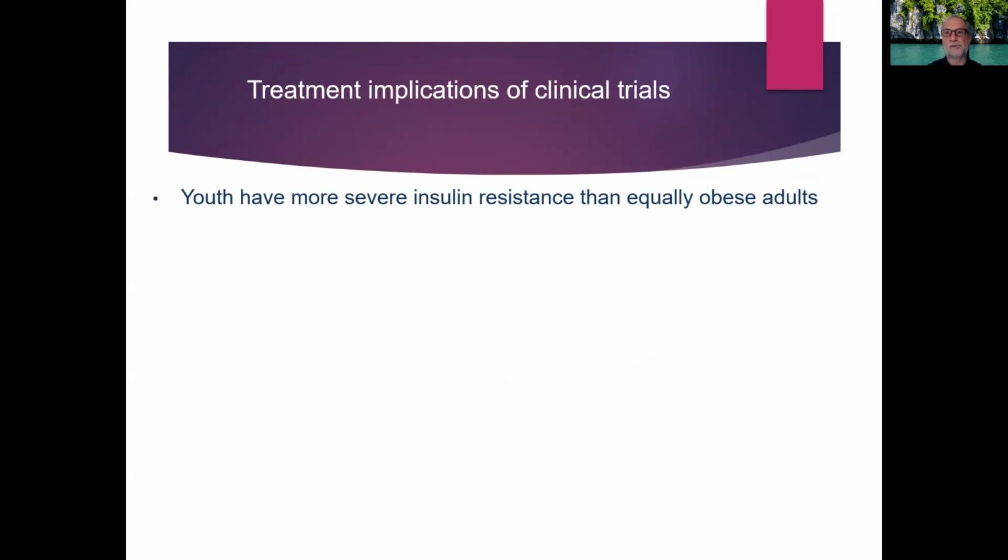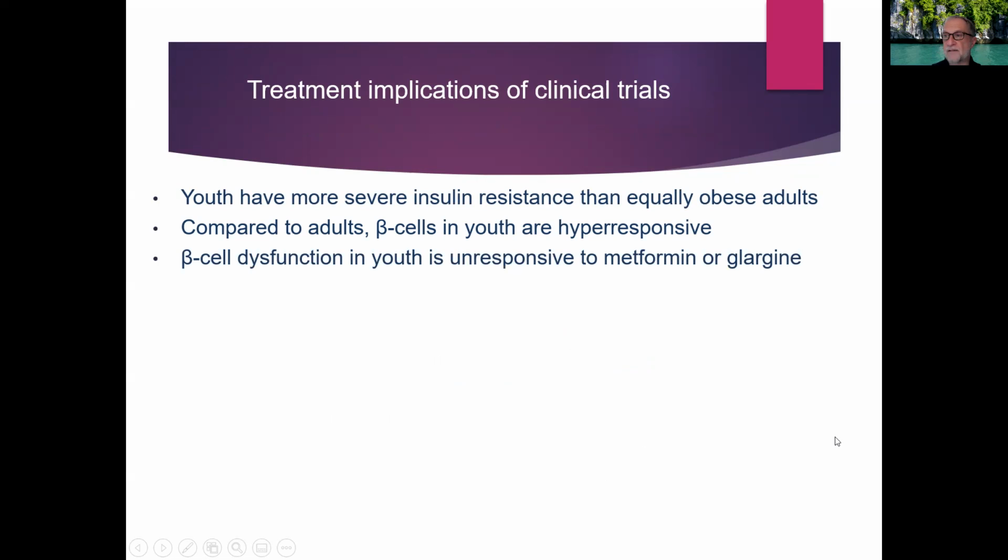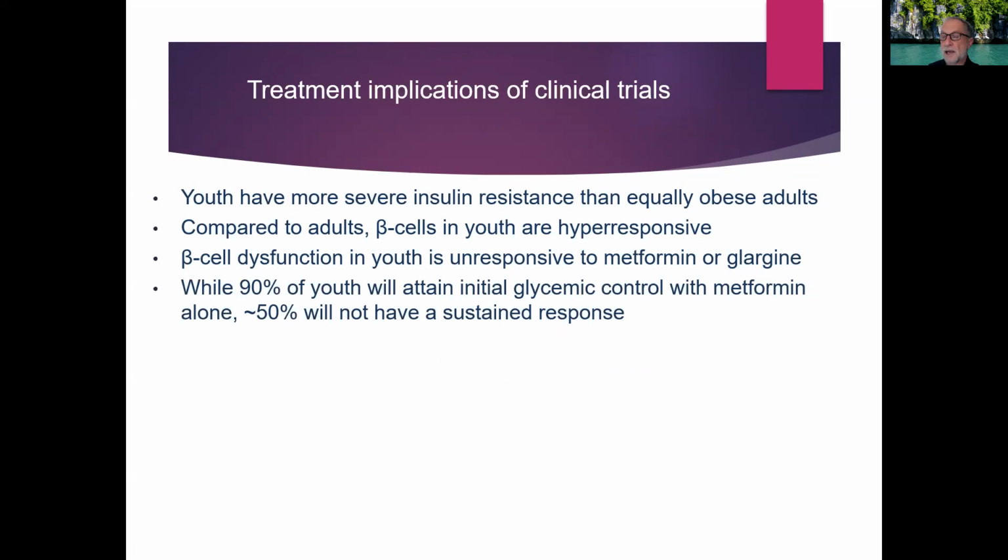So, summarizing what we've talked about so far, what we've seen is that youth have more severe insulin resistance than equally obese adults. That compared to adults, beta cells in youth are hyperresponsive. Beta cell dysfunction in youth, unlike in adults, is unresponsive to metformin or glargine.